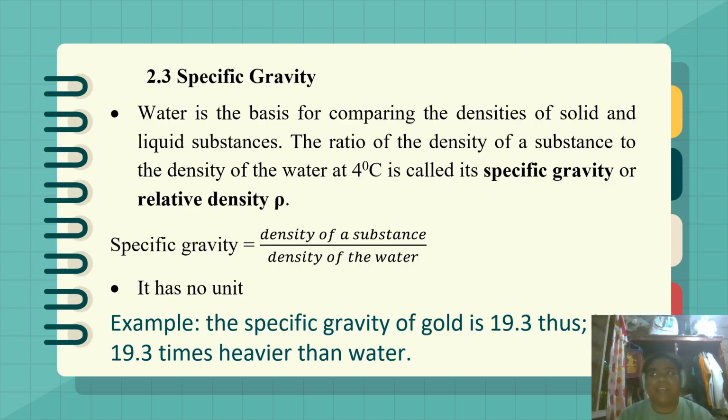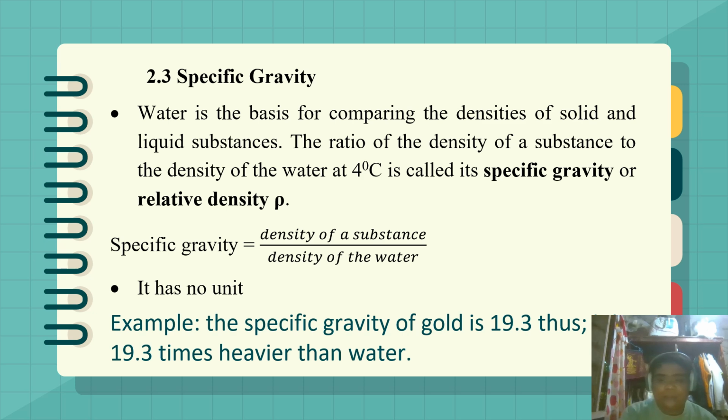Now, specific gravity. After knowing the density, we will now go for the specific gravity. Water is the basis for comparing the densities of solid and liquid substances. The ratio of the density of a substance to the density of water at 4 Celsius is called its specific gravity or relative density. So, specific gravity is equal to the density of the substance over the density of water. You just have to compute first the density of the substance, and then you go for the specific gravity. It has no unit.